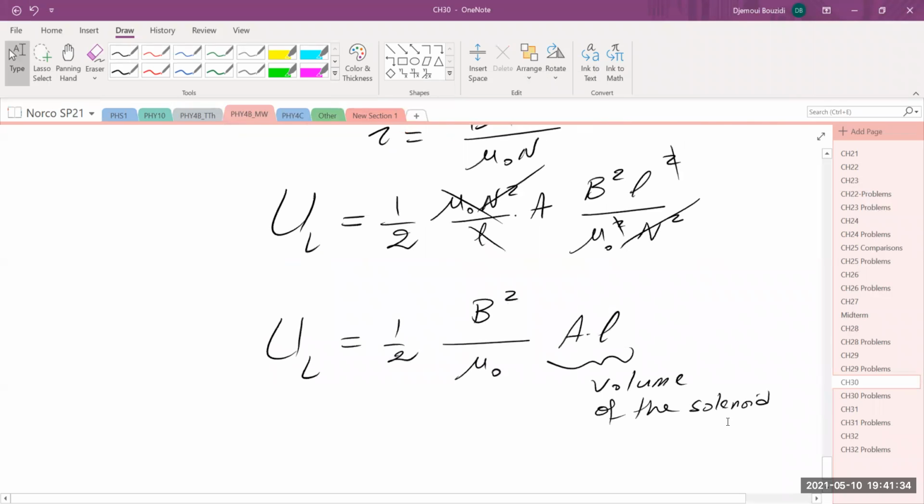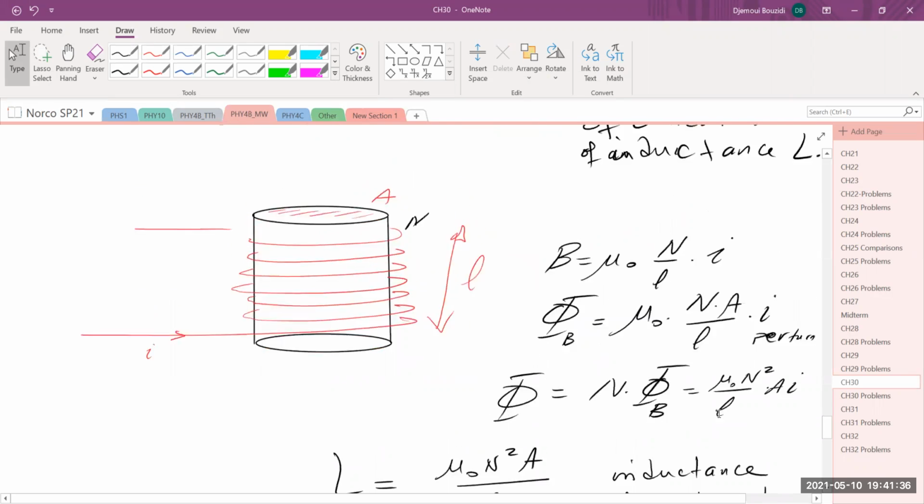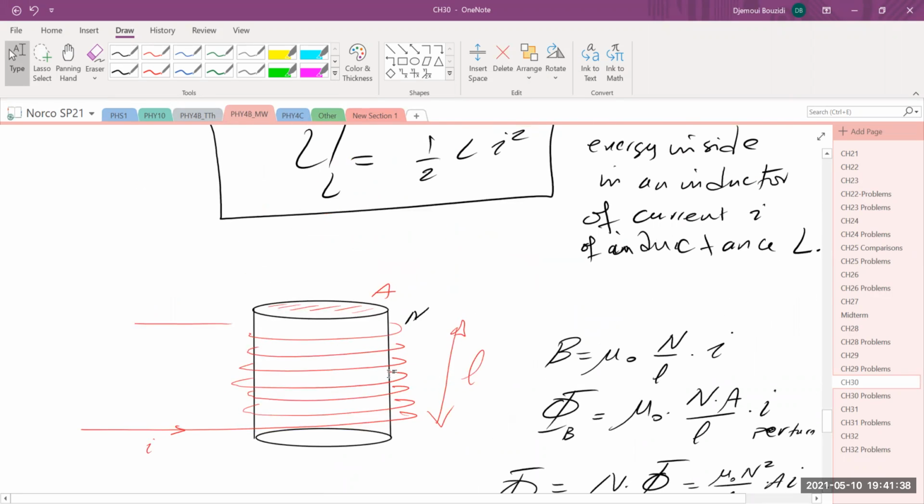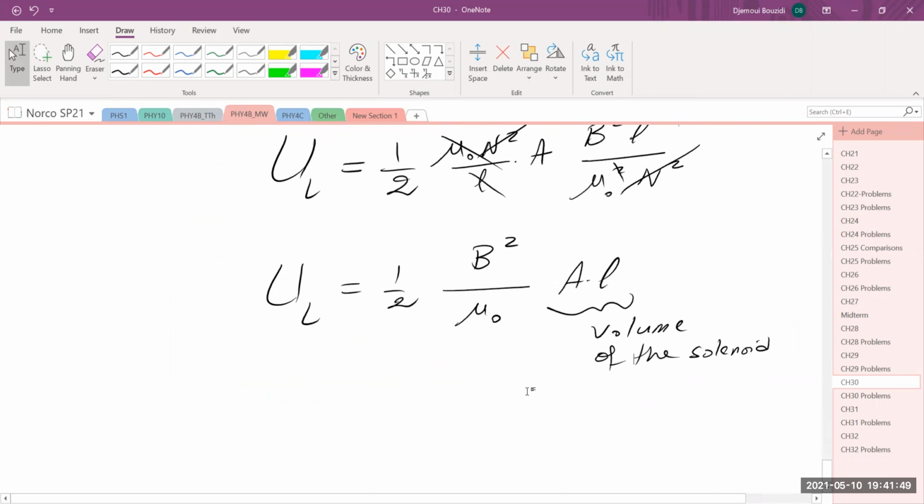As a matter of fact, this is the volume where the magnetic field is. Because if I assume that this is long enough, then this is the region where the magnetic field is. In other words, the magnetic field anywhere outside is 0. So this is the region where the magnetic field is trapped, where B is trapped.